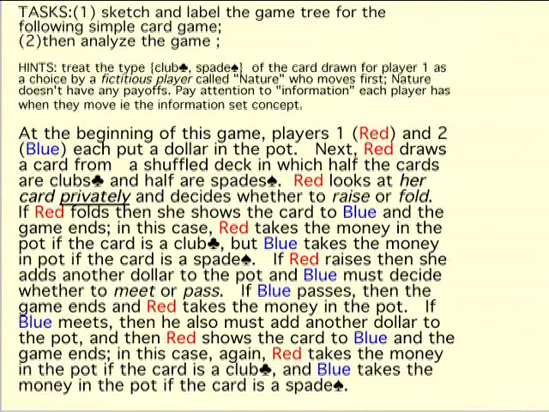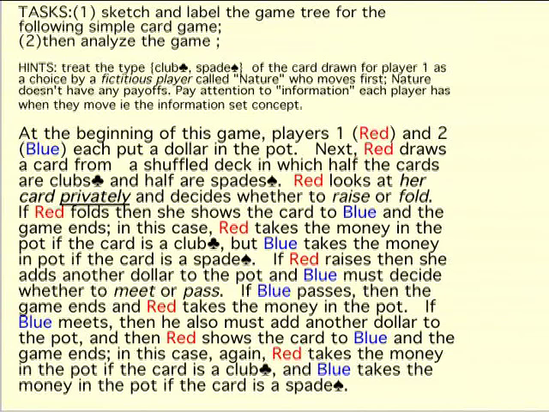And there's some uncertainty going on here, is that there are four cards. I don't know which one she drew. So she draws her card from the shuffled deck, and of course I could look at the rest of the cards and figure out which one she took, but I wouldn't do that. I'll just put them in just to make sure that I don't. So Red looks at her card privately and decides whether to raise or to fold. So she has two actions. If Red folds, then she shows the card to Blue, and the game ends.